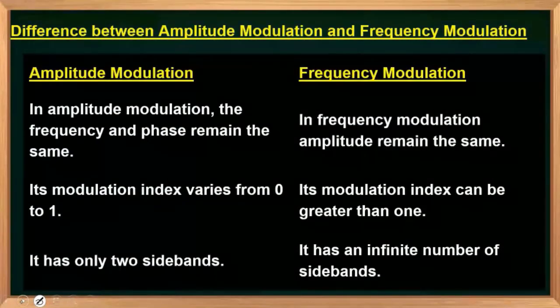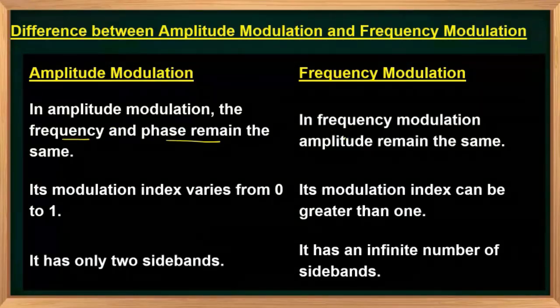Let's move on to the next topic: the difference between amplitude modulation and frequency modulation. In amplitude modulation, only the amplitude varies. The frequency and phase of the carrier remain the same. Only the carrier amplitude is varied.